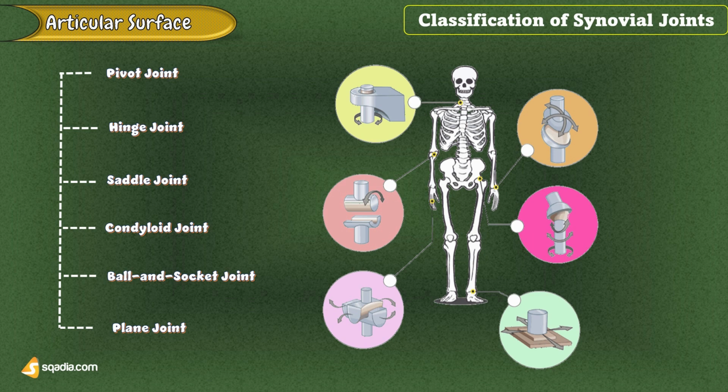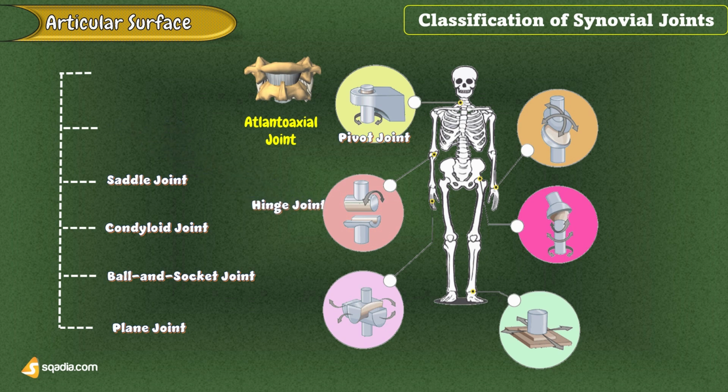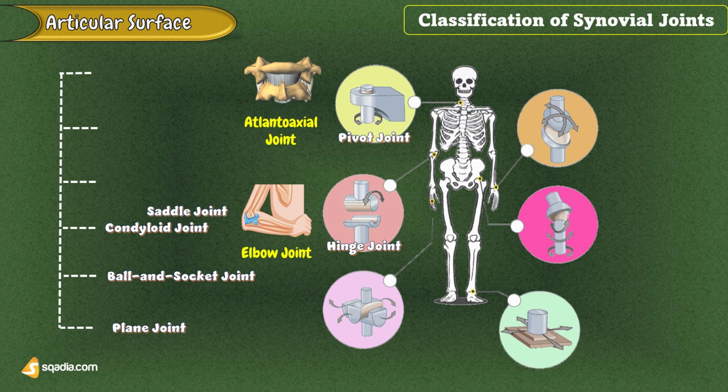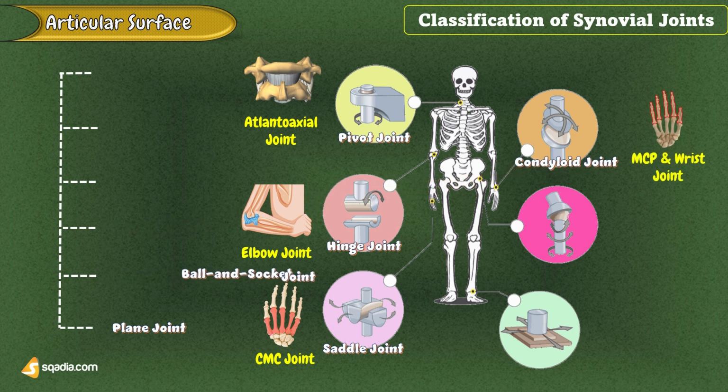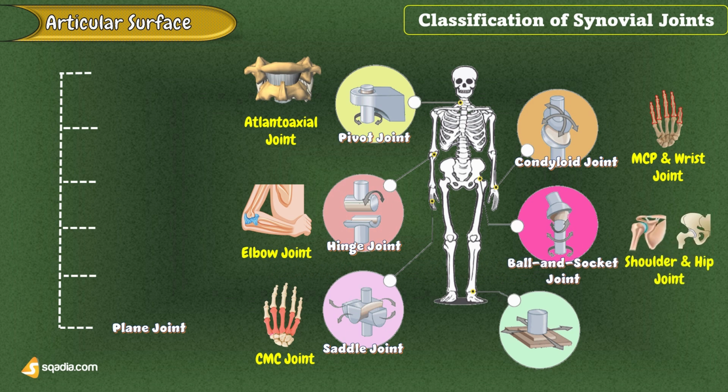Examples of these joints in the human body are: the atlantoaxial joint is a pivot joint. The elbow joint is a type of hinge joint. The carpo-metacarpal joints are a type of saddle joint. The metacarpophalangeal and wrist joints are an example of condyloid joints. Shoulder and hip joints are ball and socket joints. And lastly, plane joints can be found as intermetatarsal joints and the joints between the tarsal and carpal bones.